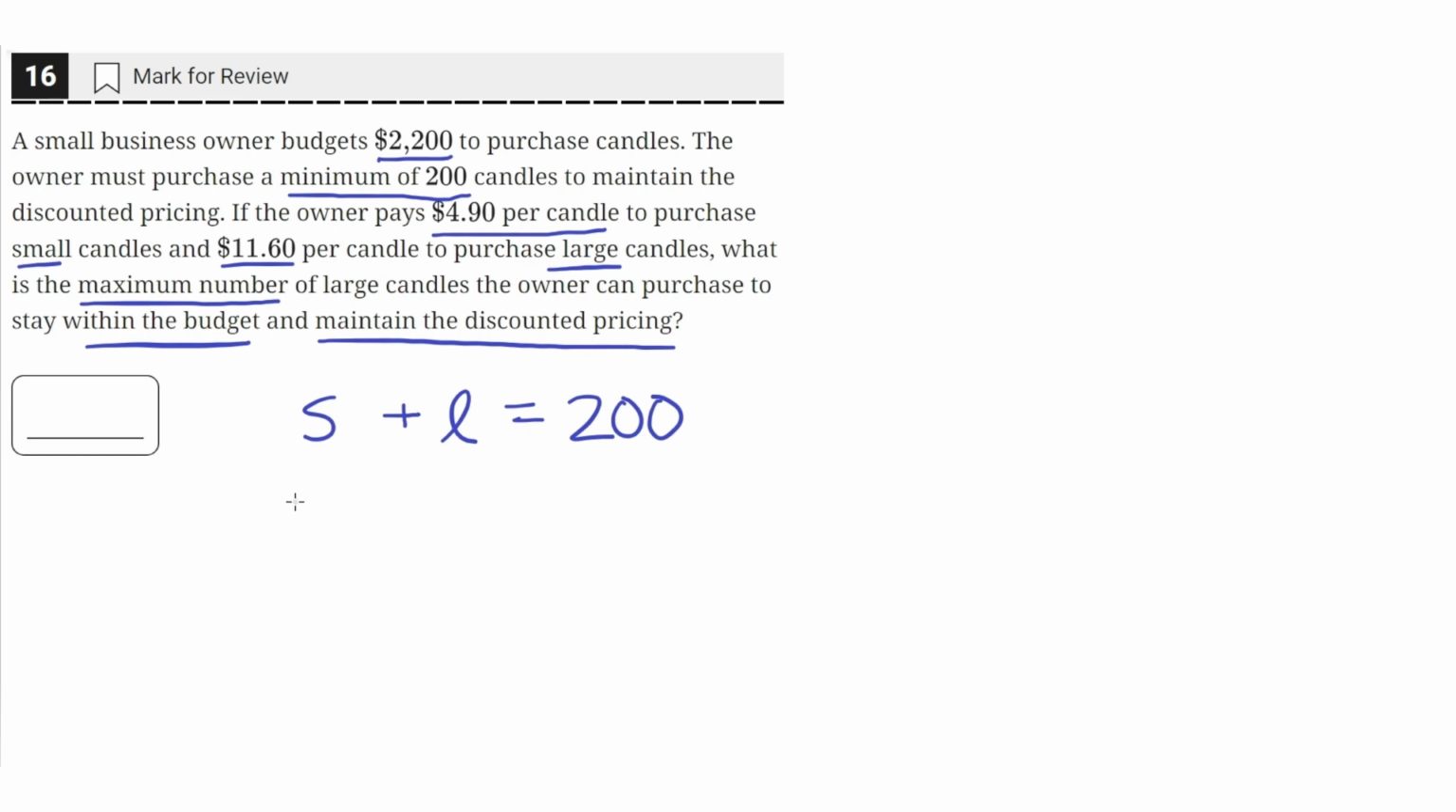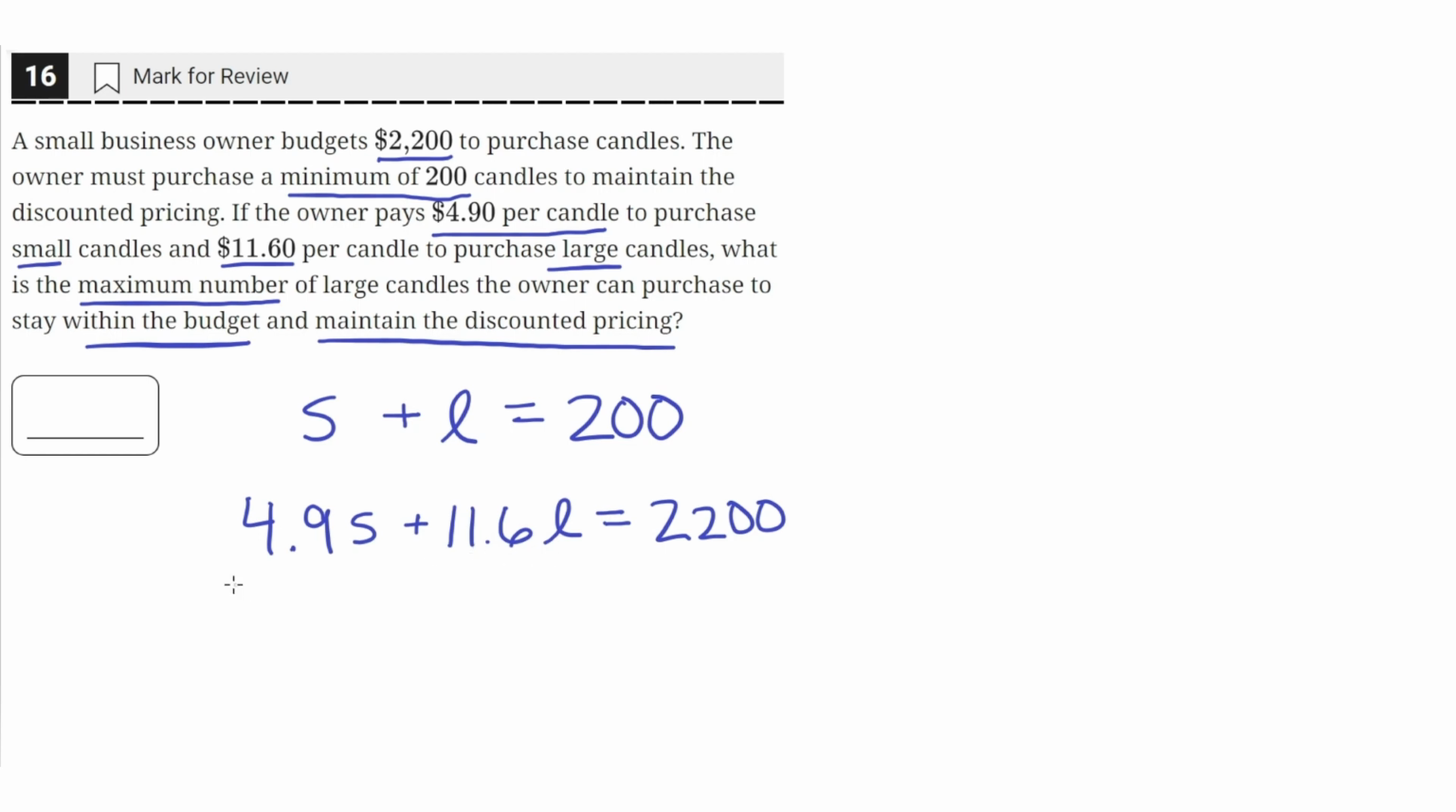Okay, and then small candles cost $4.90 each, so 4.9S will give us the total amount spent on small candles, and when we add that with 11.6L, the cost of one large candle multiplied with the number of large candles will give us the total amount spent on large candles, and that should add up to at most 2,200.